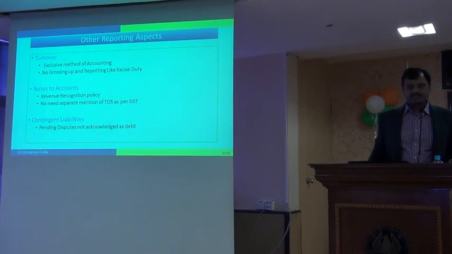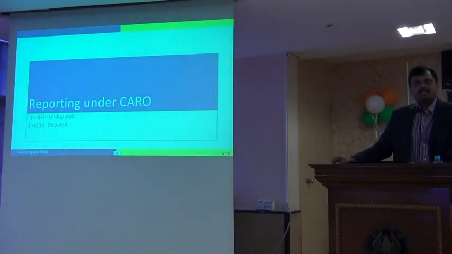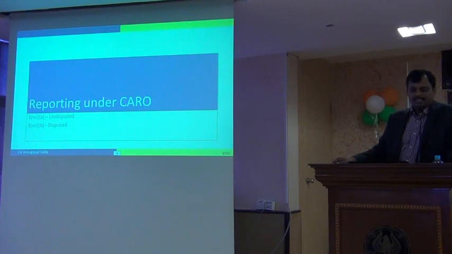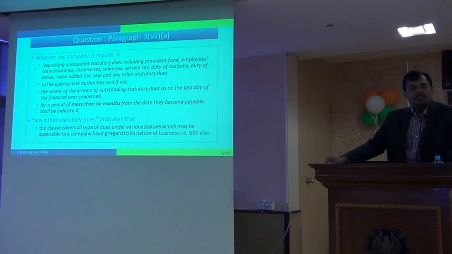Contingent liability: whenever your order is received, when you are making a provision or you want to show it as a note to accounts, you would only show it. Let's see how it is reported in CARO. CARO has two reporting points, 37A and B. One when it is undisputed, the second when it is disputed. Let's first look at when there is no dispute.